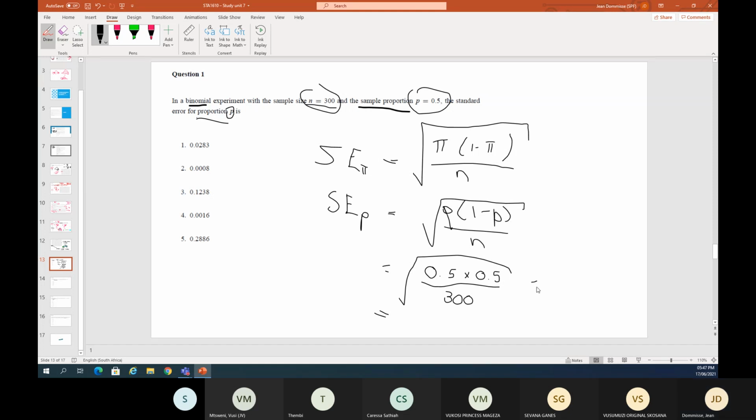Before we square root it, the answer is 0.00008. So if we didn't square root, there is an option for you. Then we take the square root of that, and that is equal to 0.0288.